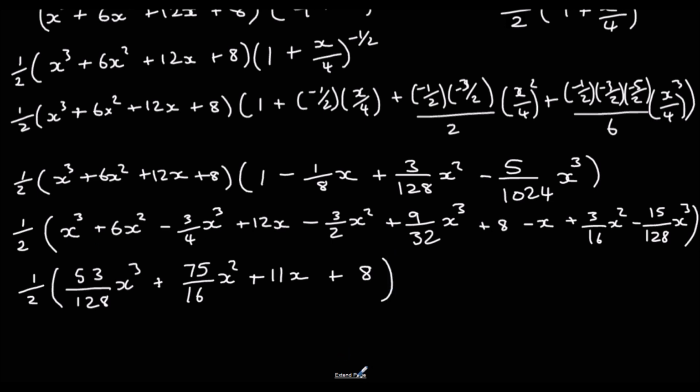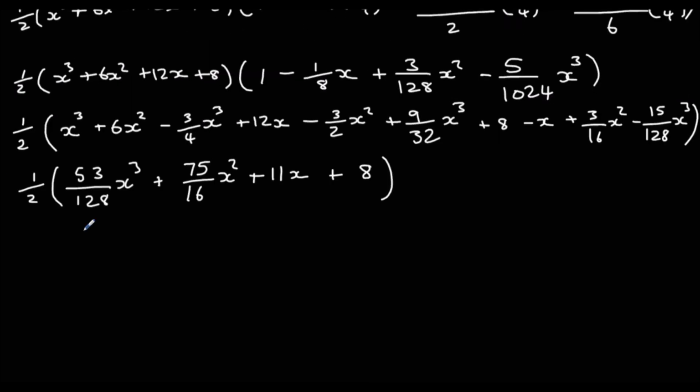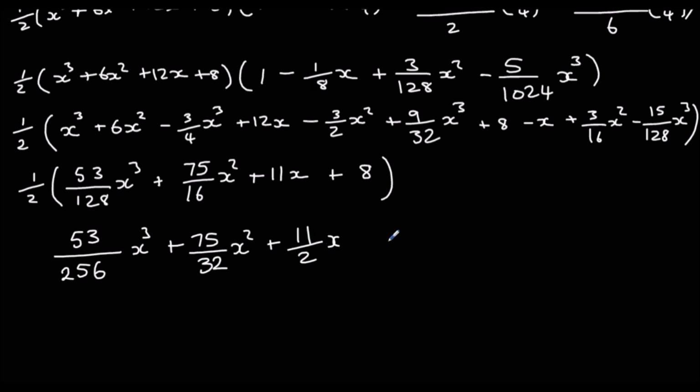So multiplying through by the half now to finish, that's 53/256 x cubed plus 75/32 x squared plus 11/2 x plus 4.